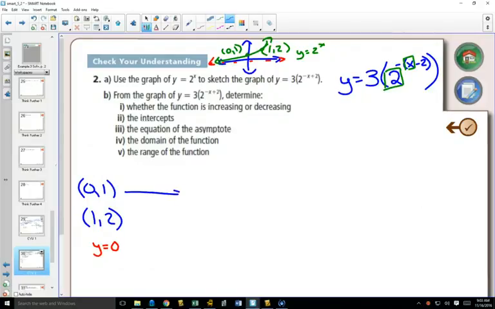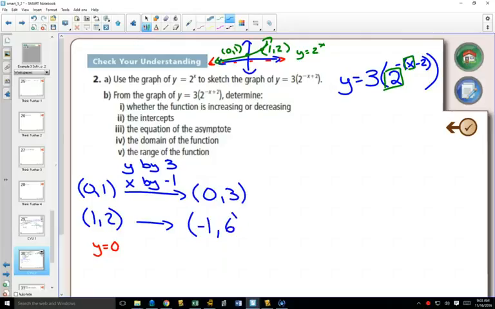Moving from left to right, we hit all of our stretches, compressions, reflections. What's going to happen to y? Anything? Multiply by 3. And what's going to happen to x? X by negative 1. So we're going to get 0, 3 and negative 1, 6.